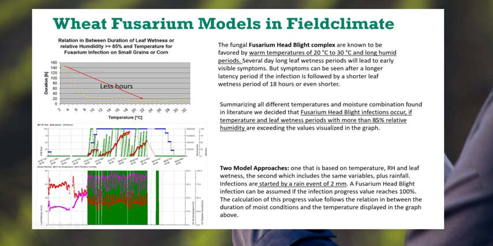So in our case, in FieldClimate, anything above 85% humidity or long leaf wetness periods will progress the infection levels or risk quicker. So the two model approaches in our system: one is based on temperature, RH, and leaf wetness. The second includes those plus a rainfall event. So the infections are started based on a 2 millimeter rainfall event. So the Fusarium head blight infection can be assumed if the infection progress value reaches 100%. And the two approaches are slightly different, as we'll see in the next slides.